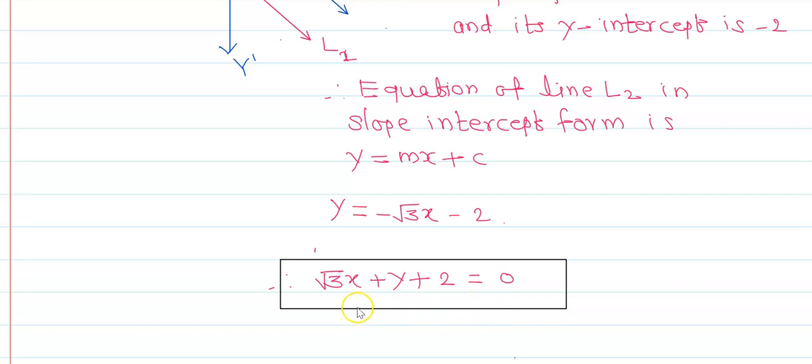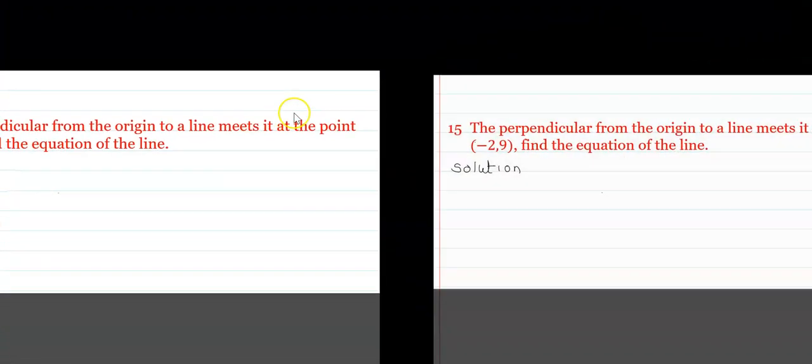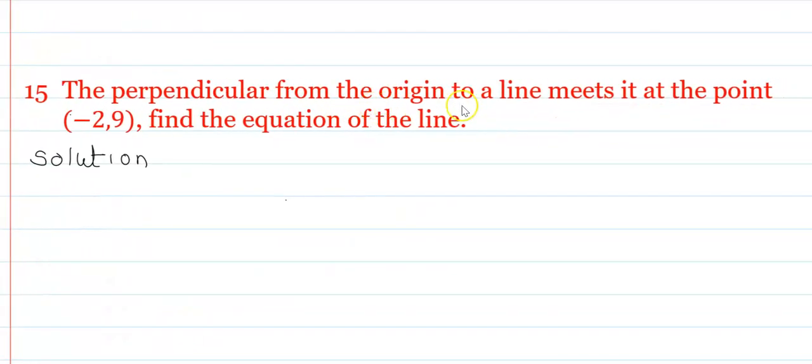I will take the next question. Now question number 15. The perpendicular from the origin to a line meets it at the point minus 2, 9. Find the equation of the line. Okay. Now see this here.